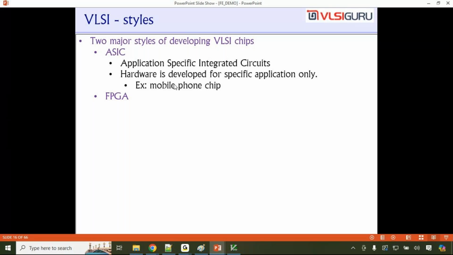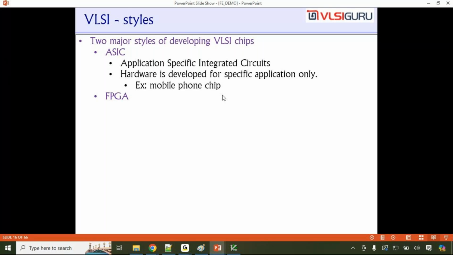In ASIC, the hardware is developed for a specific application. Let's say you take a mobile phone chip. If I take my mobile phone and remove the chip out of it, I cannot use it for something else. Whatever chip is going into the mobile phone is used only for the mobile phone. It cannot be used as a laptop chip. It cannot be used as a router. You cannot use it as anything else other than a mobile phone.